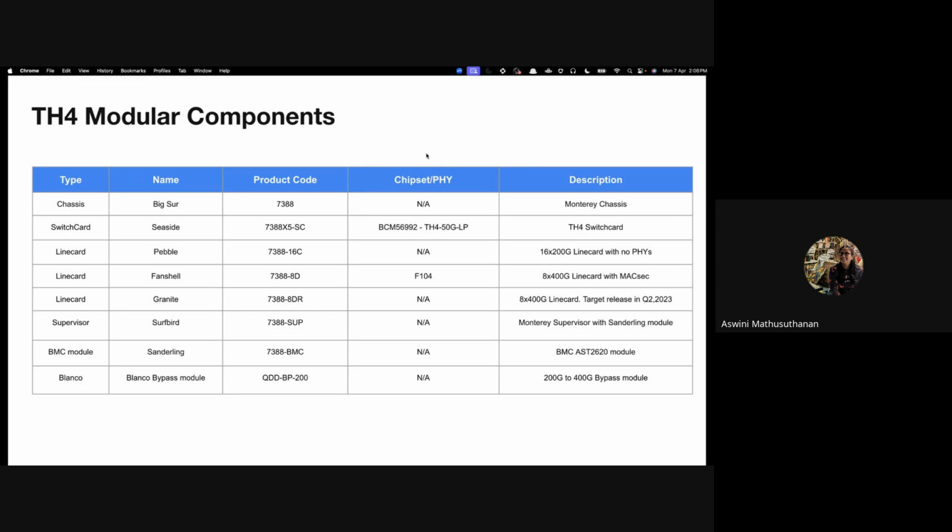Looking at the Monterey components, it's basically the same, with chassis, switch card, and supervisor and BMC modules. The types of line cards have increased by one more, so there are 3 line card types. And Blanco is mainly used by FB.